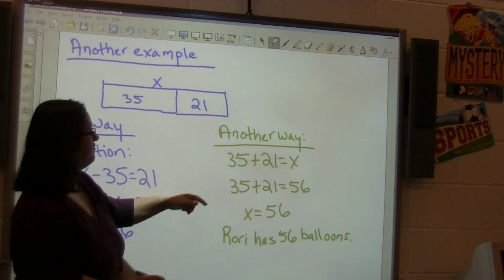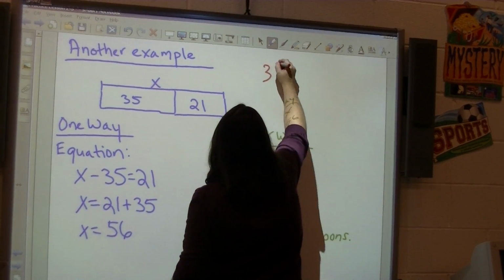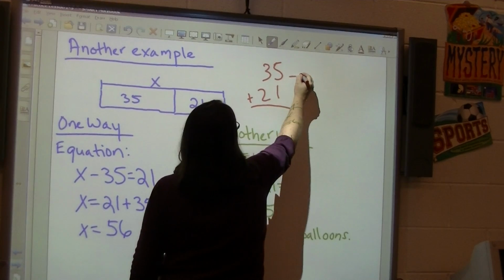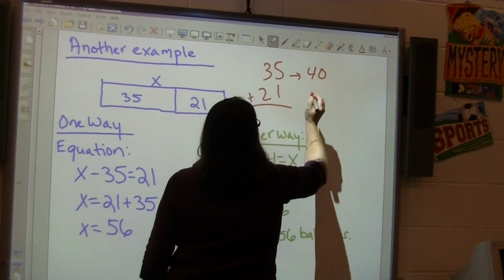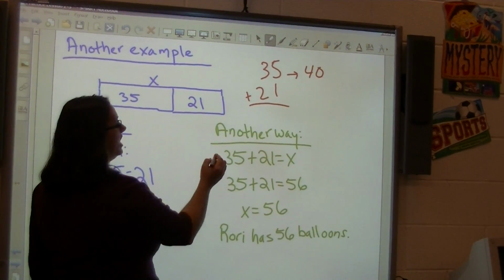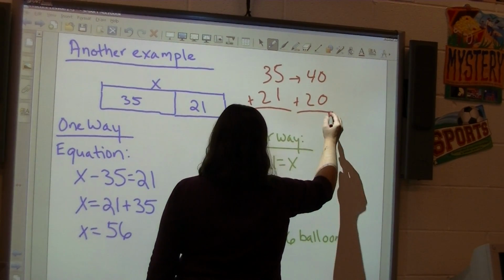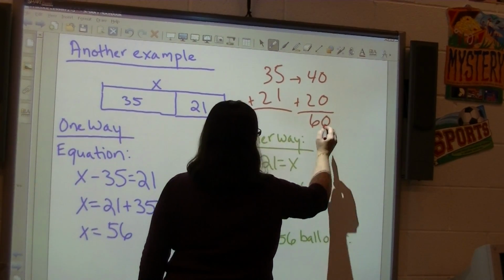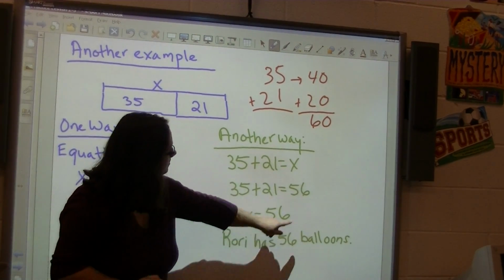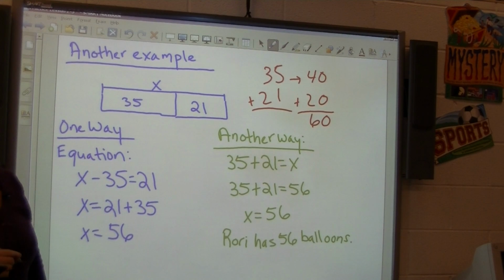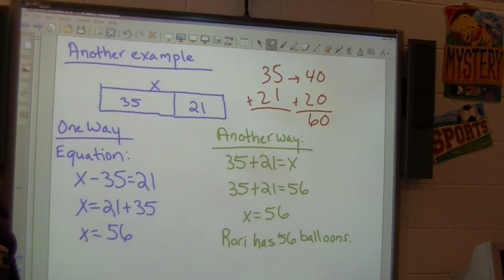Okay, now let's check for reasonableness. Let's take our 35 plus 21 and round those numbers. 35 would round to 40. Ms. Sharber's not going to go through all those steps because we should have it. And 21 would round to 20. And 40 plus 20 is 60. Is 56 a reasonable answer? Close to 60? Yes, it is. Good job, 5th grade. Okay, those are the two examples.